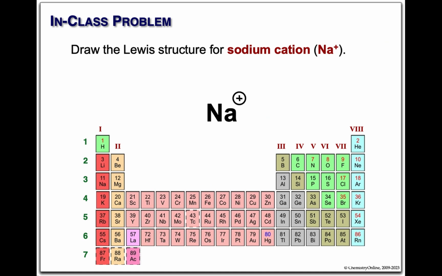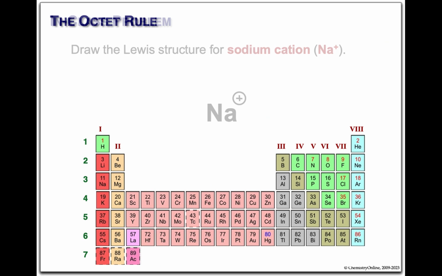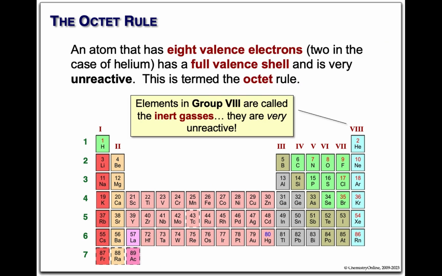Any questions? Well, I hope you've noticed that there's a pattern here. I said by the time we get to group 8, the valence level is full, okay? That's 8 electrons. That's called the octet rule. Inert gases here are inert because the valence shell is full.